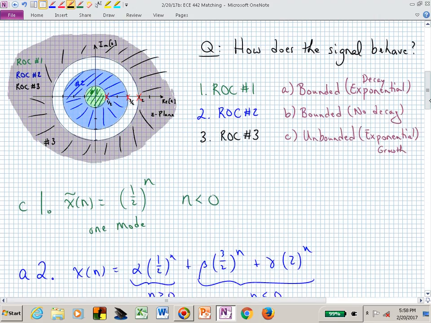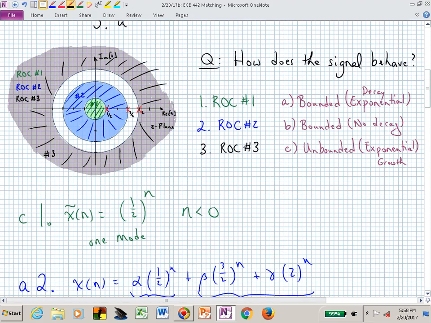Number 3, A, B, or C? Are we ready to vote? A is bounded exponential decay, B is bounded no decay, that's horizontal, and C is down, that's unbounded exponential growth. So region of convergence number 3, 1, 2, 3.